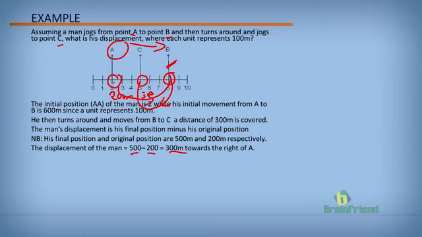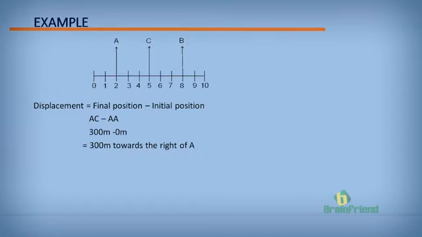So his displacement is on point C, the difference between C and A. So he moved 300 meters to the right of A. This is his displacement. We can also solve it a second way by doing this. Initial position, final position. This is irrelevant to displacement. We don't want to know what he did here. You just say the final position.